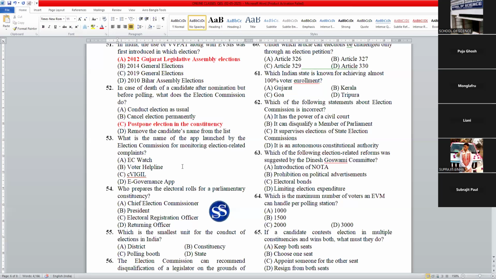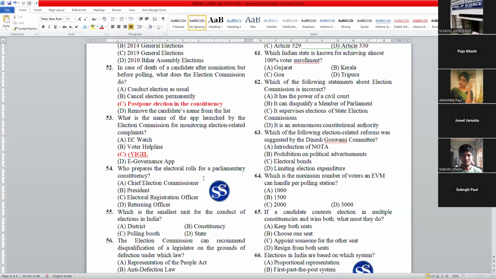Question number 53. What is the name of the app launched by the Election Commission for monitoring election-related complaints? Can you guess? Option C, E-Vigil, is the right answer, sir. Okay, E-Vigil is the right answer. E-Vigil stands for Vigilant Citizen and is a mobile application developed by the Election Commission of India. The app allows citizens to report violations of the Model Code of Conduct and expenditure-related violations during elections.